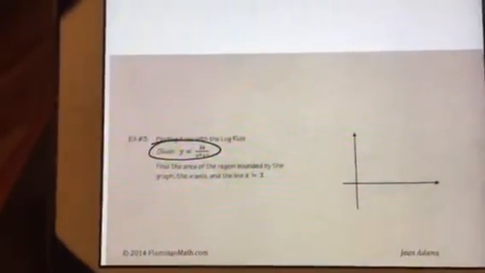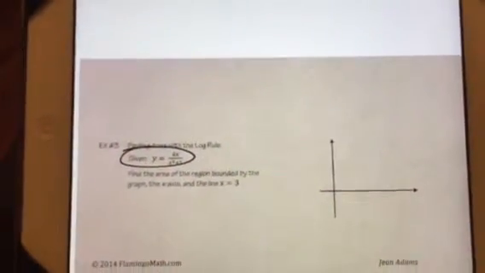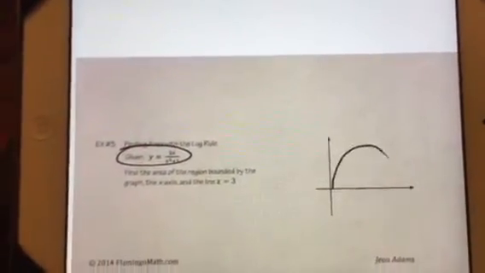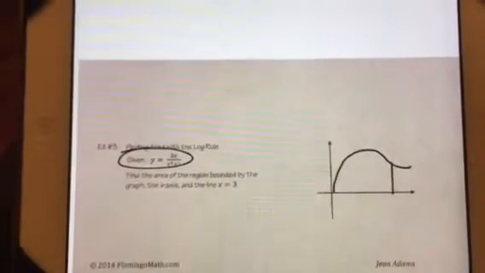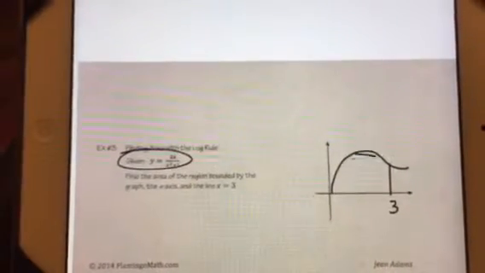For this next example, they want us to find the area with the log rule. So we've been given this function, y is equal to 2x over x squared plus 1, and it needs to be bounded by the graph, the x-axis and the line x equals 3. So if we were to actually graph this on the calculator, it would look something like this, x being equal to 3 here, and they want us to find this area.